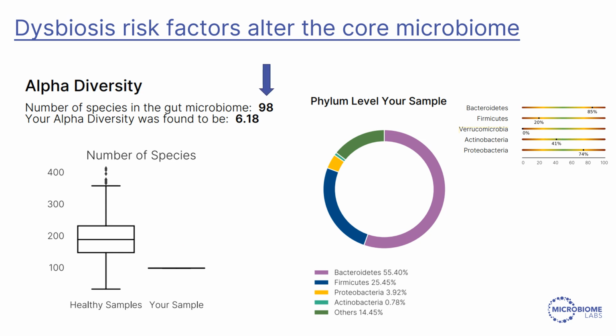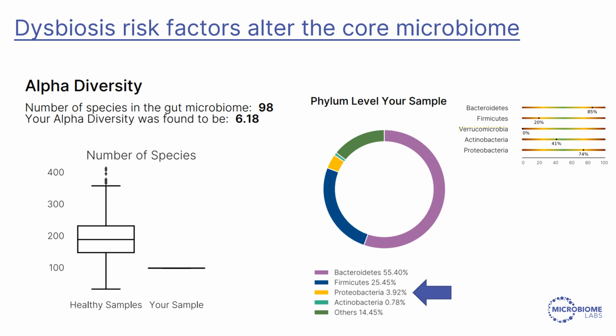Here on this sample, we see that this patient has 98 species in their gut microbiome. And on first glance, we may think that, wow, that's almost 100 species. That's great. But really, in a healthy human gut, we would like to see closer to 200 different species in the microbiome.